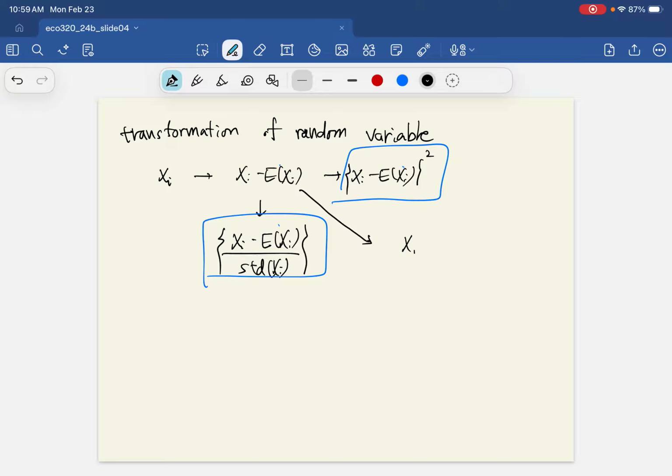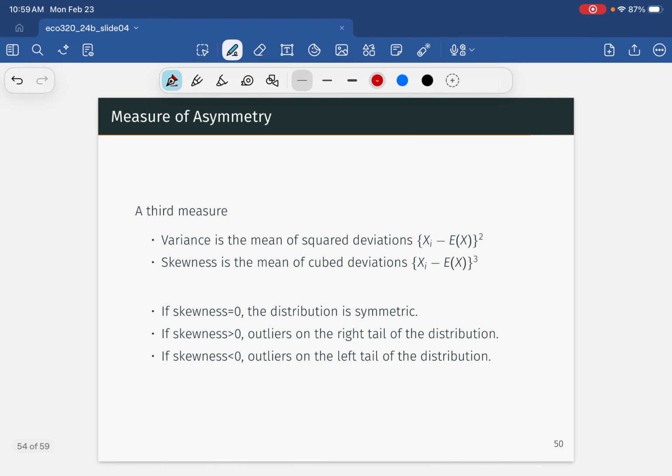So extend the square to cube. What happens if you take exponent of 3? Or what happens if you take exponent of 4? That is possible. You can keep going, but usually up to here is taught in the textbook. Okay, they are here. So the variance is coming from the transformation of square of the deviations, and then skewness is cubed deviations, right? Just natural extension of the same transformation.